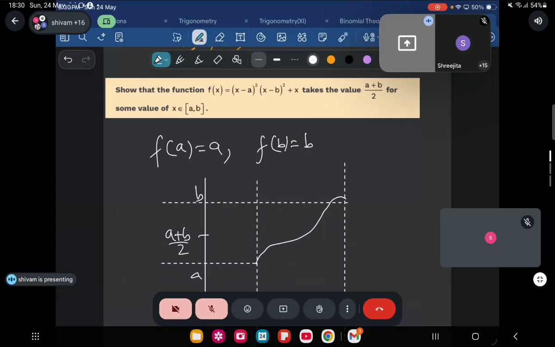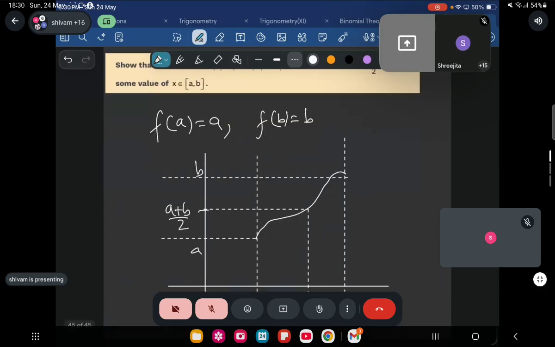Right. Are you able to see that there exists a value corresponding to (a plus b) by 2, between a and b? Are you able to see? Hence proved graphically.